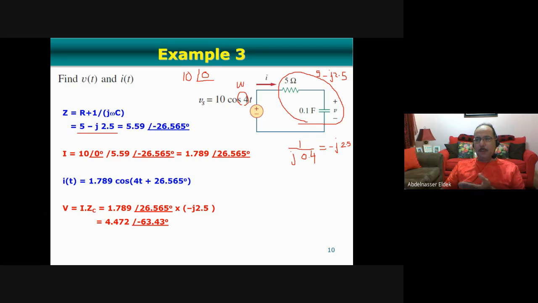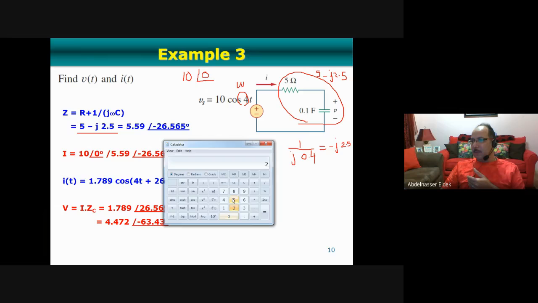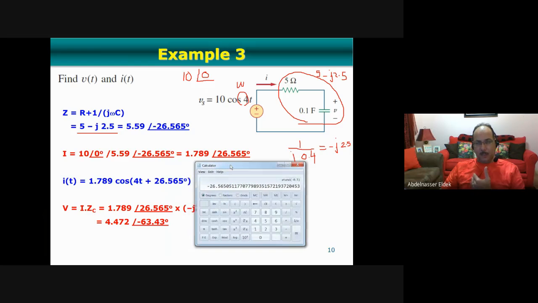Then you can convert them to amplitude and phase. The amplitude is the square root of 5 squared plus 2.5 squared. On the calculator, 5 squared is 25, plus 2.5 squared, then take the square root, which equals 5.59. For the angle, take negative 2.5 divided by 5, then inverse tan, so the angle is negative 26.565. So this is the amplitude and phase for Z.